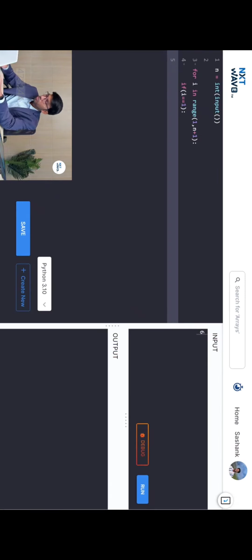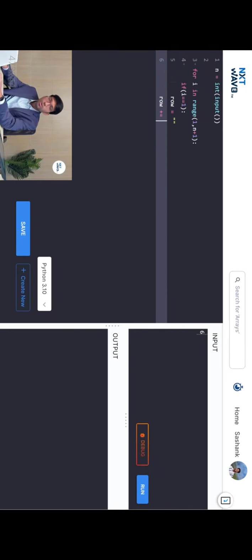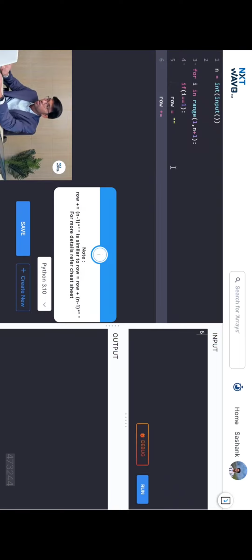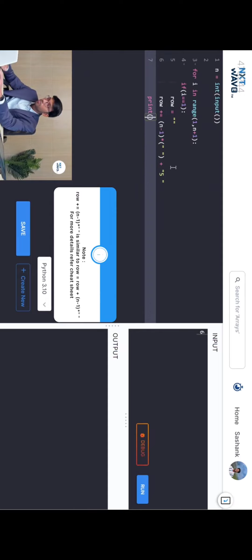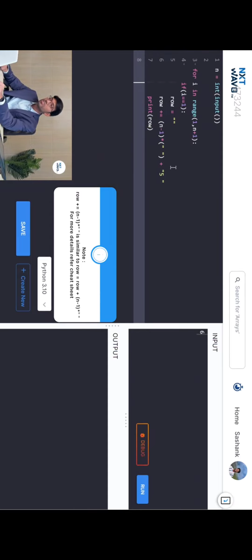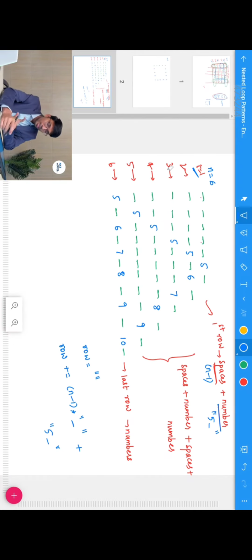So let's write it. Initially my row is empty, then row plus equal to n minus 1 multiplied by space, plus 5 and a space. That's all. I'll print the row. So this way, the first row is generated. First row is done and dusted.